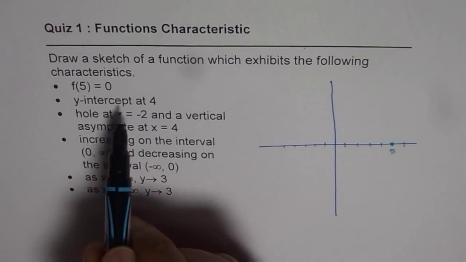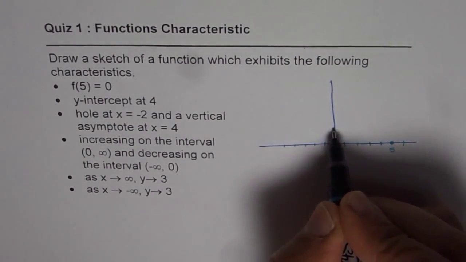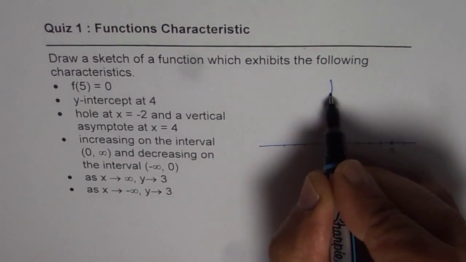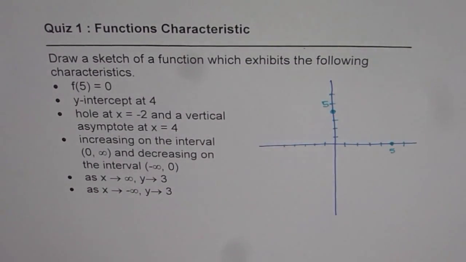Then we have y-intercept at 4. That means 1, 2, 3, 4. Y-intercept is 4. 5, 6, right? This is plus 5, but that's the y-intercept at 4.